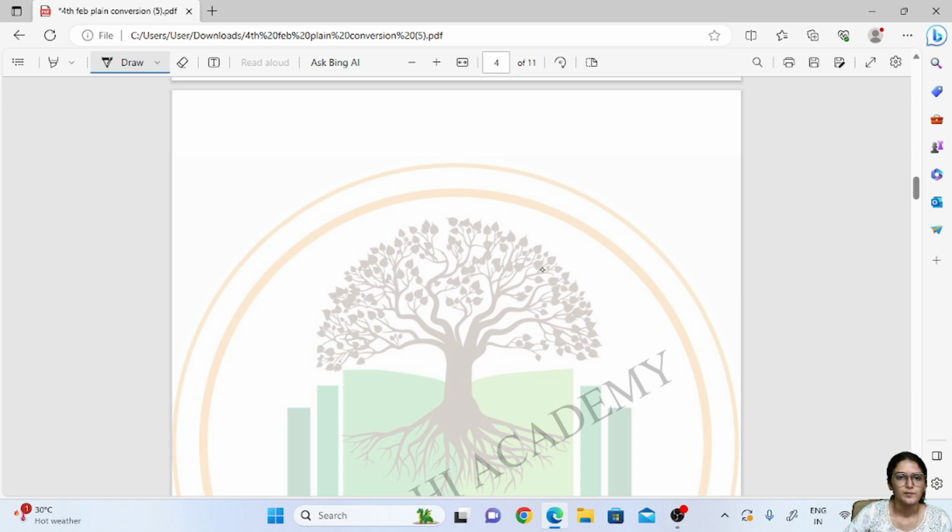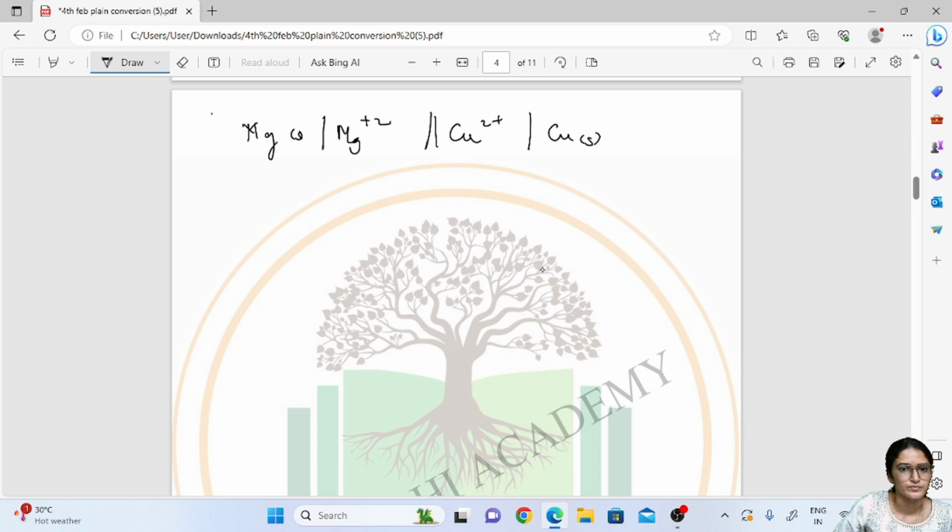Okay. The next problem they can ask is on Gibbs energy, that is, the Gibbs energy equation and the equilibrium constant of the cell. So here we can take an example. If they have given a particular reaction, that is Mg | Mg plus 2 || Cu plus 2 | Cu. This is a representation of the cell. From this representation, how can we write the reaction? We can write the reaction as Mg plus Cu plus 2 gives Mg plus 2 plus copper.